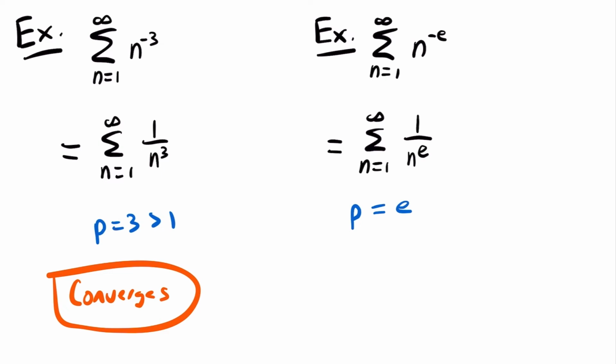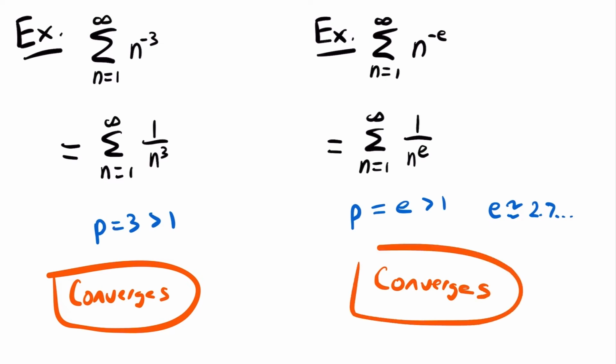All right, and so is e greater than or less than 1? Well, e is approximately equal to 2.7 and some more decimals, and so 2.7 is greater than 1, and so we would say that e is greater than 1, and since it is greater than 1, we know that this p-series will converge. And so we would say that it converges. Okay, let's take a look at some more examples.